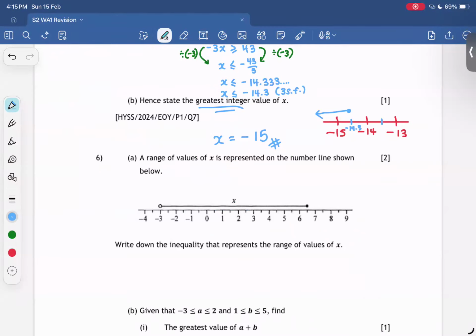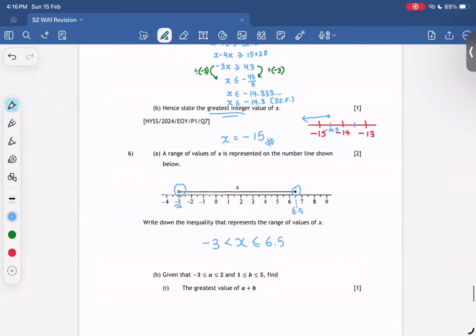x is between what numbers? So I've got this number here. What number is this? Is it really 6? No, this is actually 6.5. So I'll write down 6.5 over here. Then this one here is just negative 3. So x must be lesser than or equals to 6.5, because over here you see it's a shaded circle. On the left hand side is an unshaded circle, so x must be more than negative 3. So that's for question number 6a here.